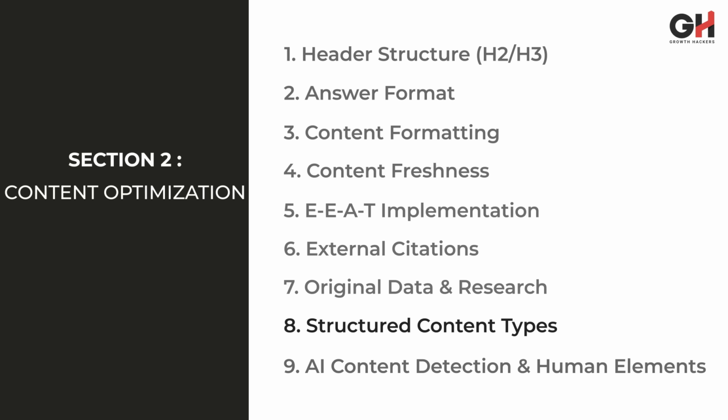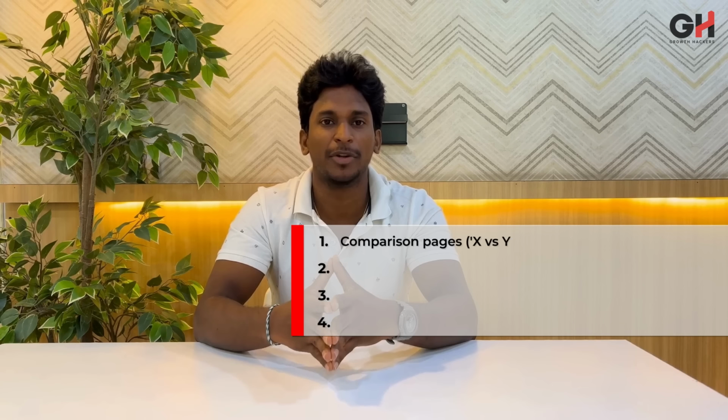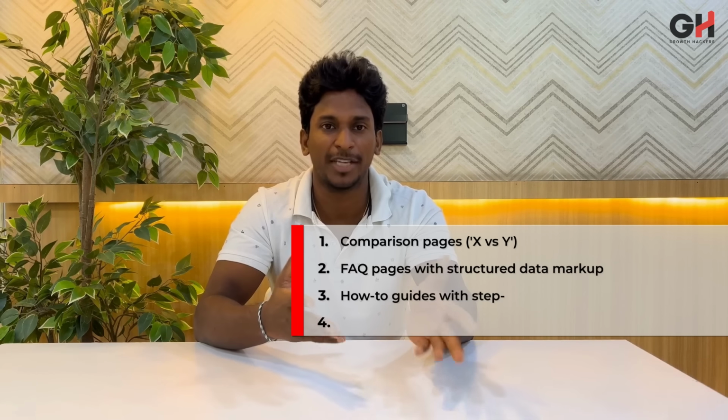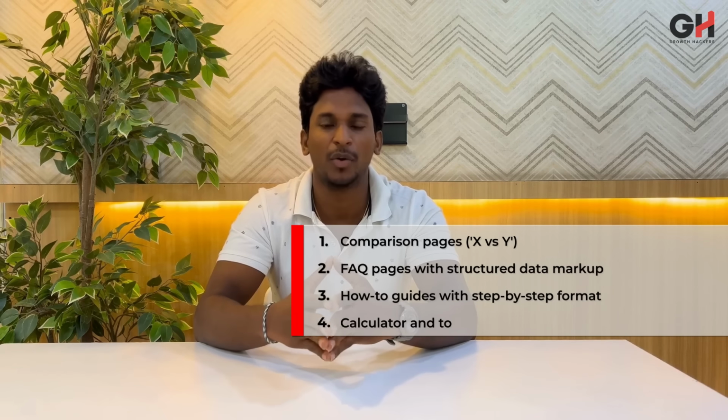Point number 8. Structured content types. Certain content types match high-intent AI queries much better than others. Focus on these: comparison pages like X versus Y, FAQ pages with structured data markup, how-to guides with a step-by-step format, and calculator or tool pages.